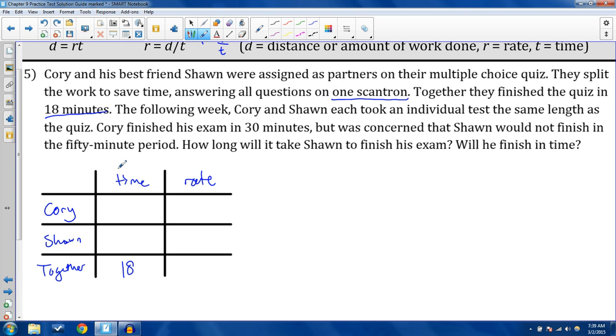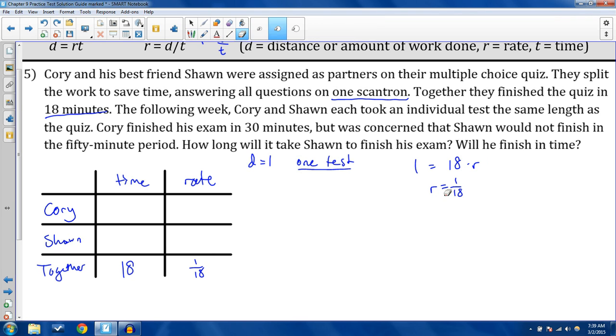By the way, this is the time to do your distance, which is 1, essentially. This is the time to do 1 test. Okay, so 1 test for their rate together equals 18 times their rate. So their rate is 1 over 18. Another way of saying that is after 1 minute, they will have completed 1/18th of the test. This is 1 test per 18 minutes.